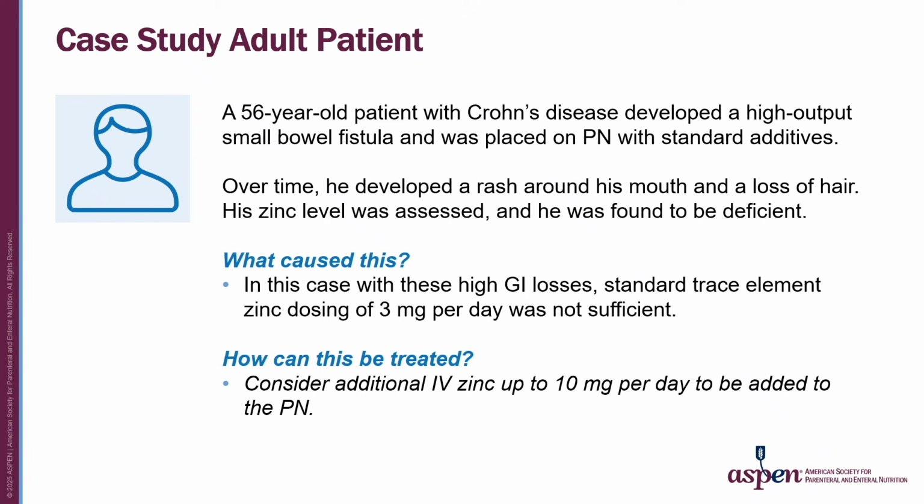What is it about this patient's scenario that caused this? In this case, high GI losses and the use of standard trace element zinc dosing of 3 milligrams per day was insufficient to meet the patient's needs. How do we go about treating this? We would consider additional IV zinc supplementation up to 10 milligrams per day to be added to the parenteral nutrition admixture. Of course, we would want to recheck the levels at a later time and make sure that the deficiency has been corrected.